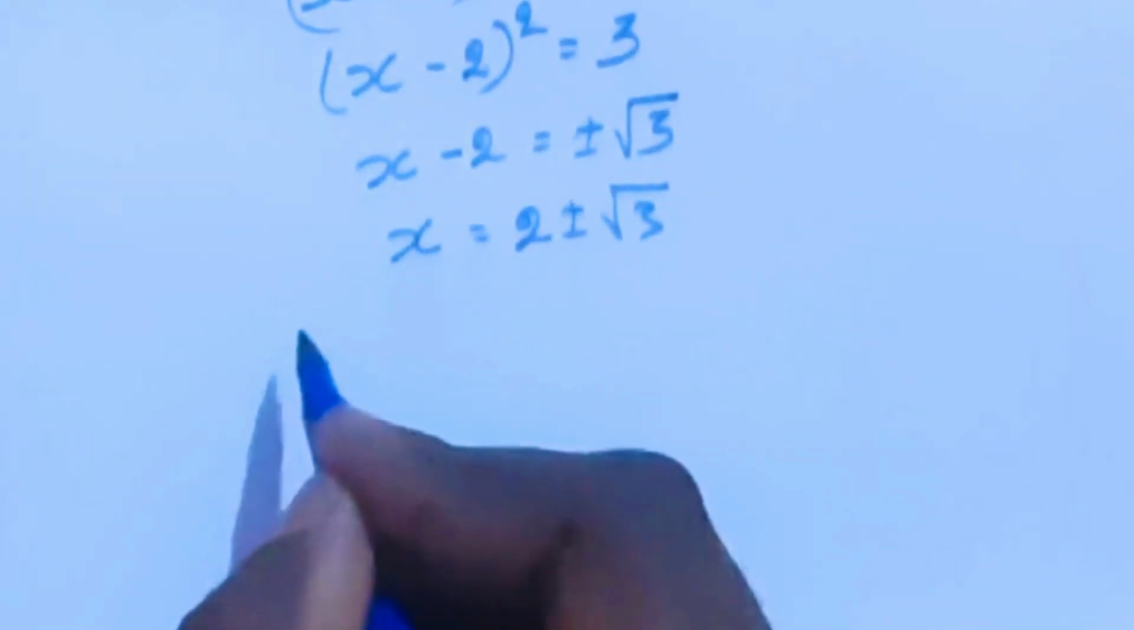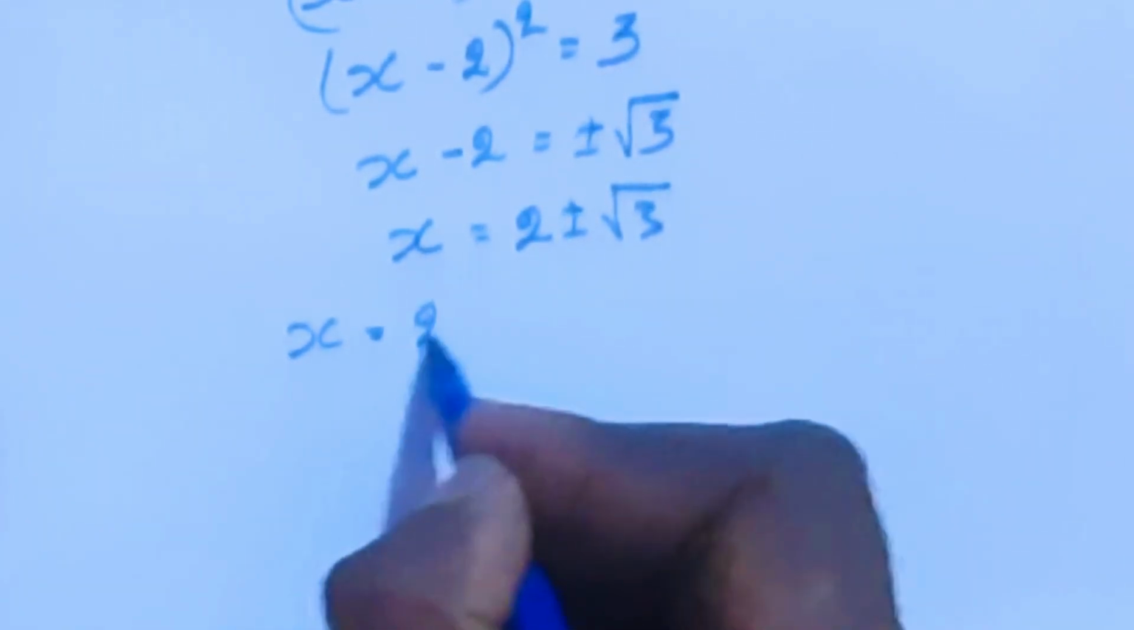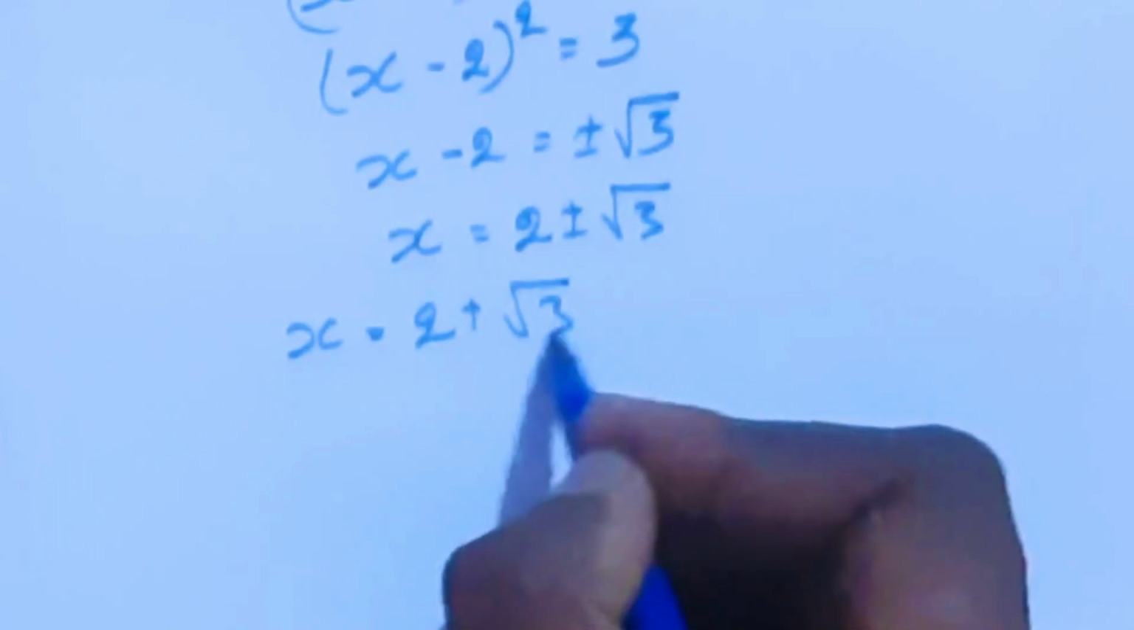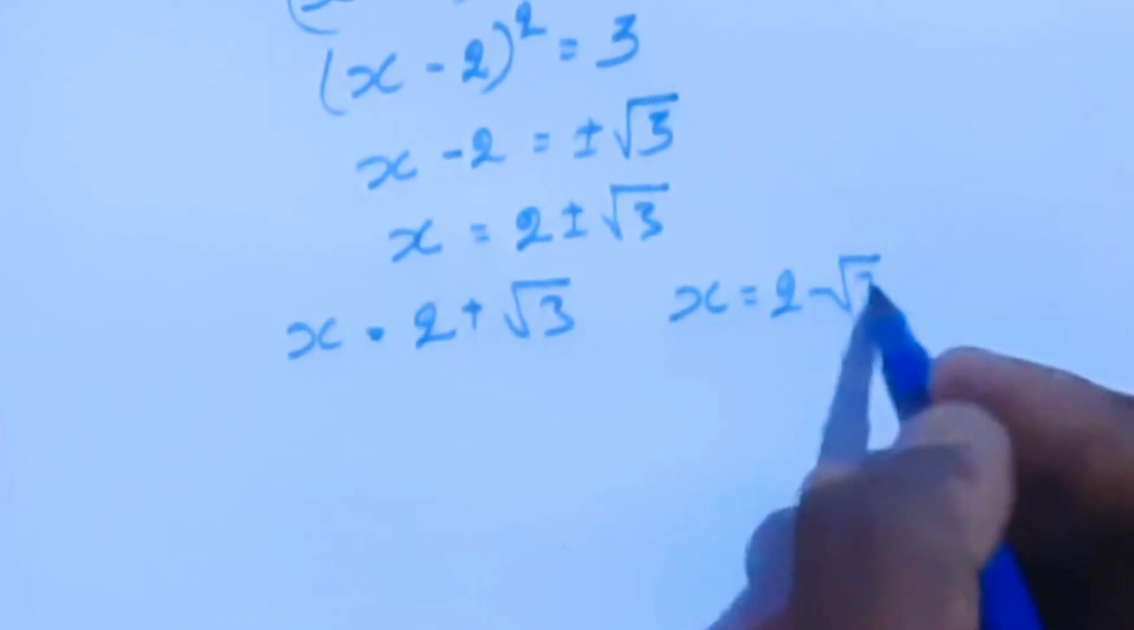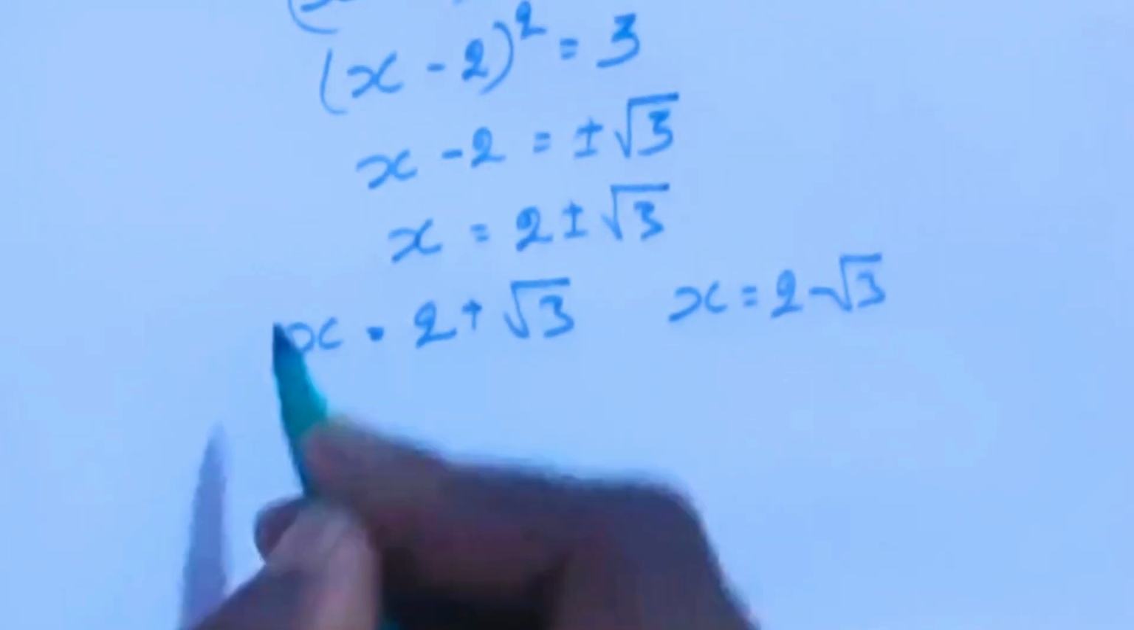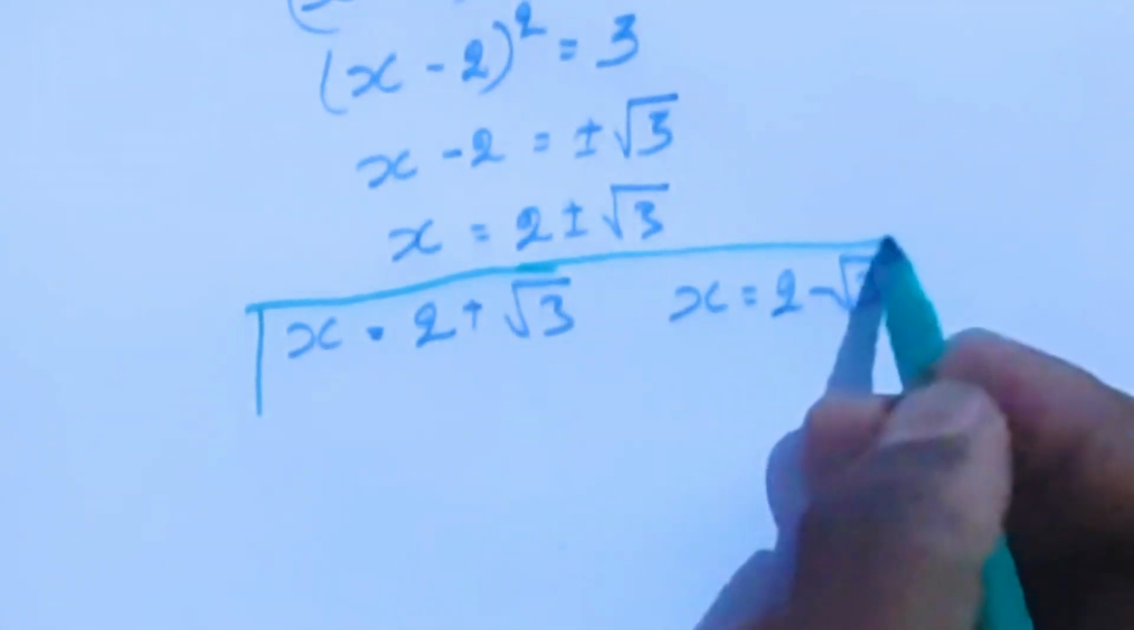So we have x = 2 + square root of 3, x = 2 - square root of 3. These are the possible answers for the given problem.